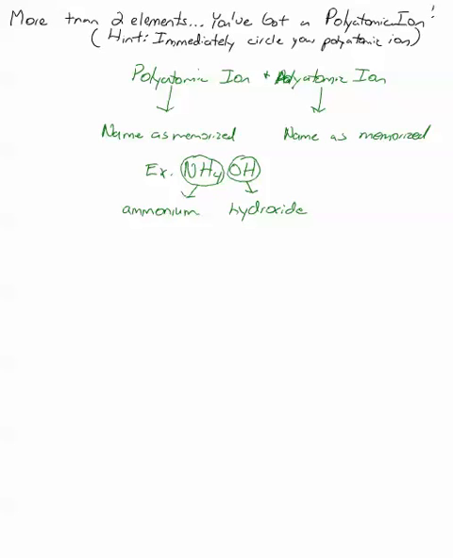Alright, next set. So the first one is when we've got polyatomic ion and a polyatomic ion. Okay, next set is when we've got polyatomic ion and a non-metal. So the polyatomic ion is listed first, and then the non-metal is listed later on. Okay, what are we going to do here? Hey, polyatomic ion. What do we do with polyatomic ion? Name as memorized. Alright, that's nice. So keep your polyatomic ion name the same.